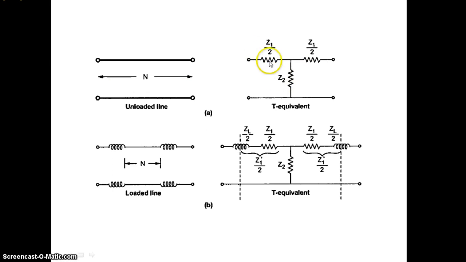So consider the T equivalent. Here we have Z1 by 2, Z1 by 2, and in the shunt we have Z2. When we consider a loaded line, here we have inductance and the distance between the coils is N. Considering the T equivalent for this loaded line, we have Z1 by 2, Z1 by 2, and apart from this, we have the impedance due to the inductor. What is the impedance due to the inductor? ZL by 2, ZL by 2. So what is the equivalent impedance? Instead of Z1 by 2, we have Z1 dash by 2 and Z1 dash by 2, which also include the inductor impedance.